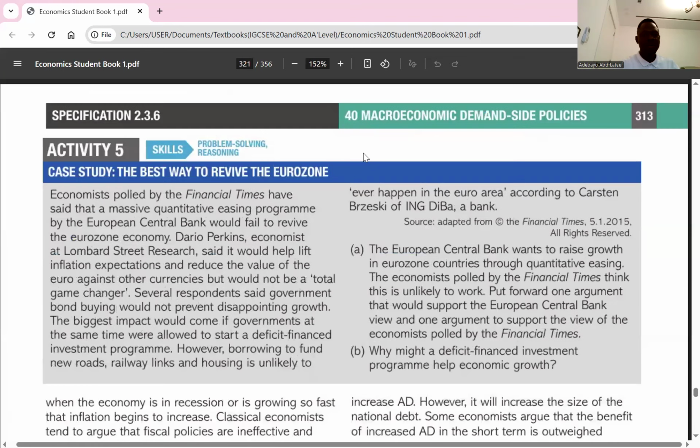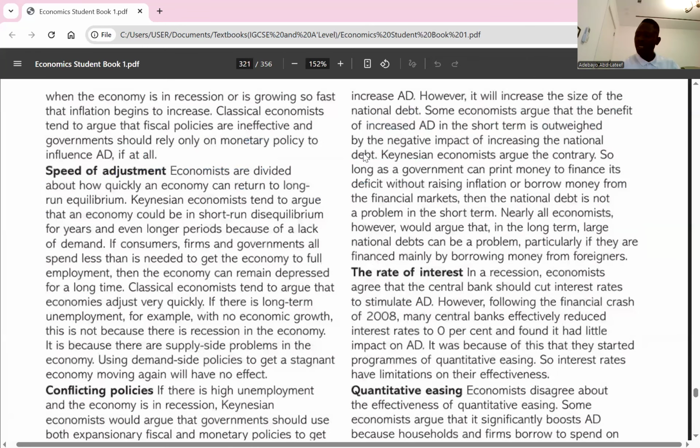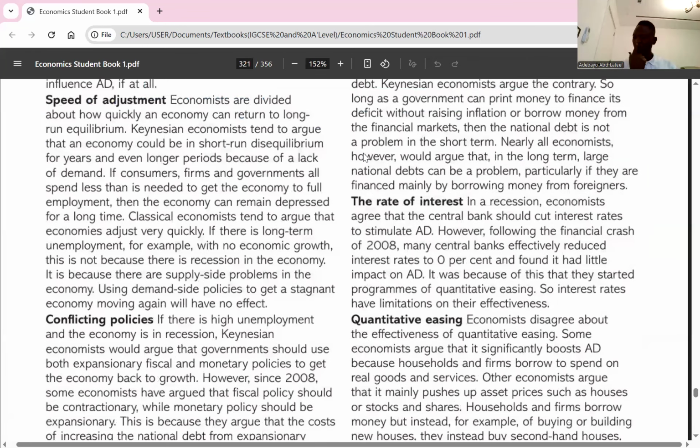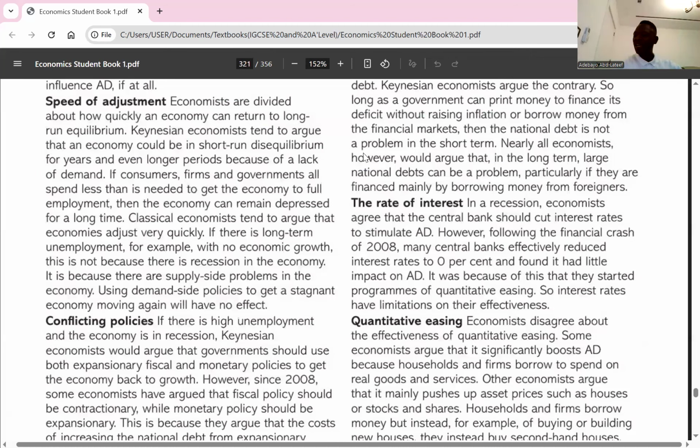So we start with the first argument. It's based on the speed of adjustment. Are you there? Yes. For the speed of adjustment, I wrote, Keynesian economists argue that if firms, individuals, and government all spend less than it's needed to get the economy to full employment, the economy can remain depressed for a long time. For Keynesian, they argue that for the economy to move out of recession, government, firms, and individuals, all economic agents, have to spend until the economy reaches its full employment level.